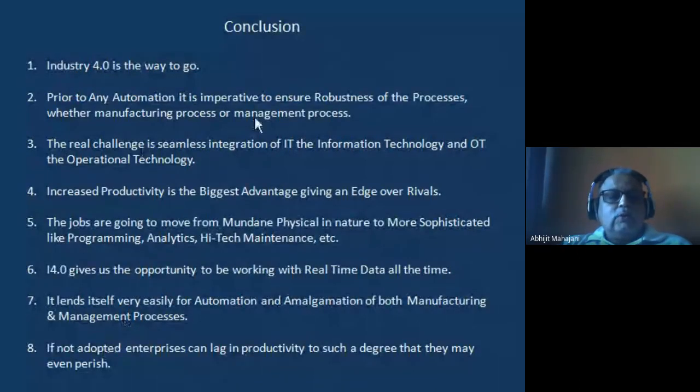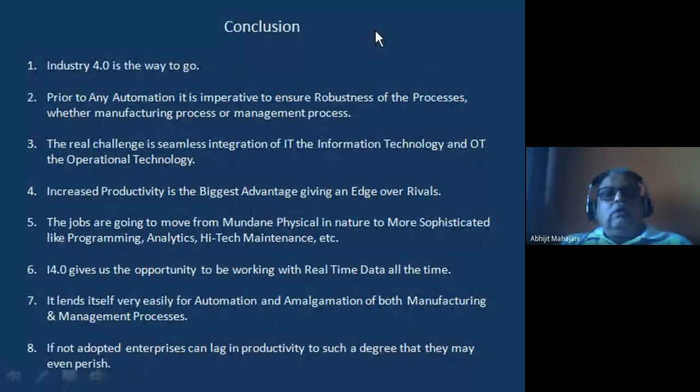Industry 4.0 is something which lends itself very easily for automation and amalgamation of both manufacturing and management processes. This is the ultimate dream of most of the companies, to go in for autonomous factories where there won't be any labor as such. There are a few factories in Japan who do this. There are only 4 or 5 people just to monitor the operations. If not adopted, enterprises can lag in productivity to such a degree that they may even perish.